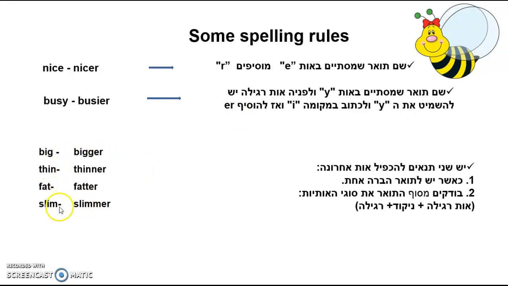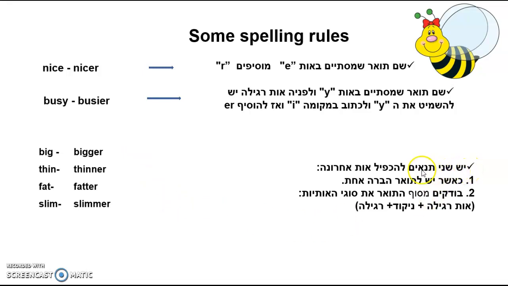Big, thin, fat, and slim. We doubled the letter G and N and T and M in these words. The question is, how do we know when to double the letters? So here are the conditions.